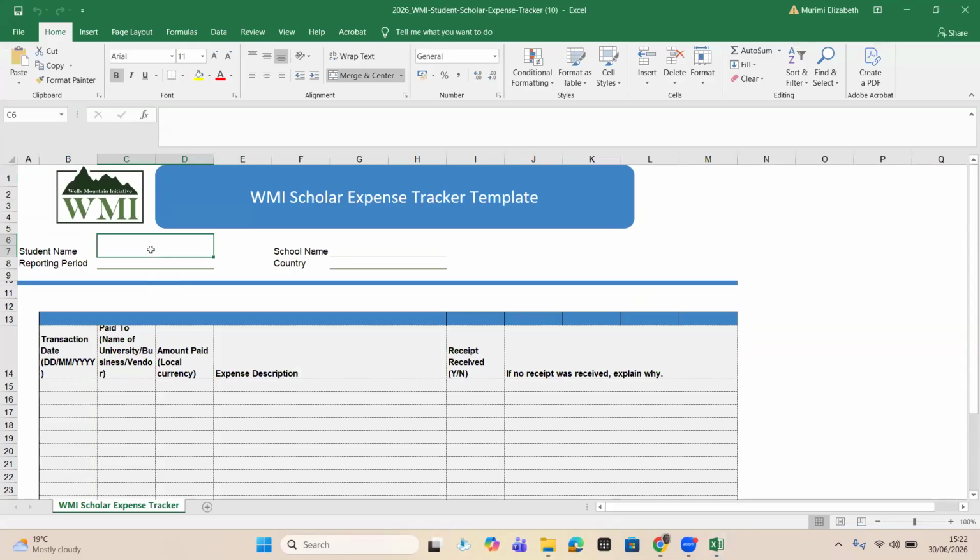So for me, I'll fill it in. Please always fill in this section. I see many of us do not fill in this section. The reporting period is between January, so the funds were sent in February. So it would be February to June 2026. School name, let's say I'm in Moi University. And then we have the country, Kenya.